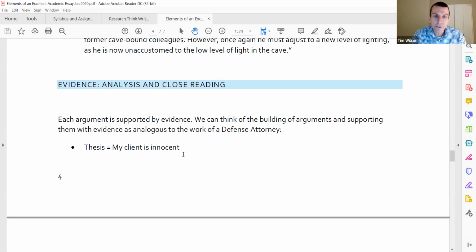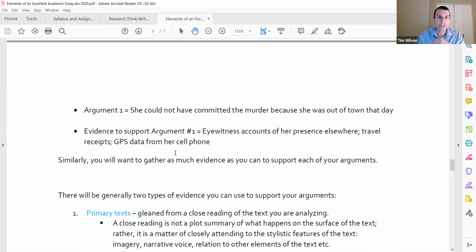So the defense attorney's got to make some arguments. Let's say the argument is, I think I've got an example here. If the defense attorney is trying to say my client's innocent because she did not commit that murder, that's my thesis. She did not commit that murder. She is innocent. Argument one, she could not have committed the murder because she's out of town that day. Argument two, she didn't know that person. Argument three, she had no motive. So argument one, she was out of town that day.